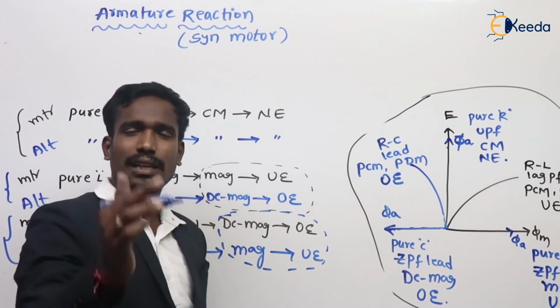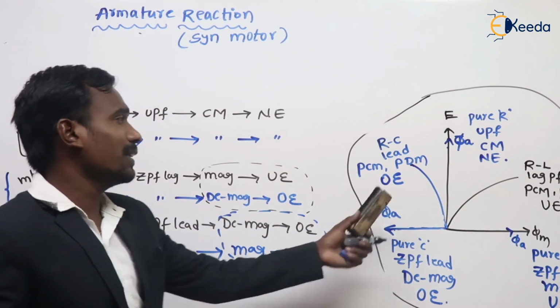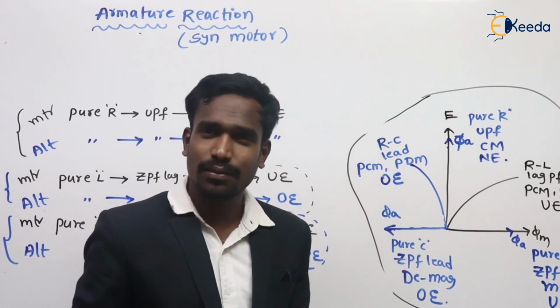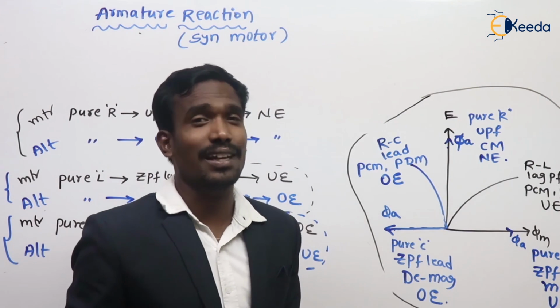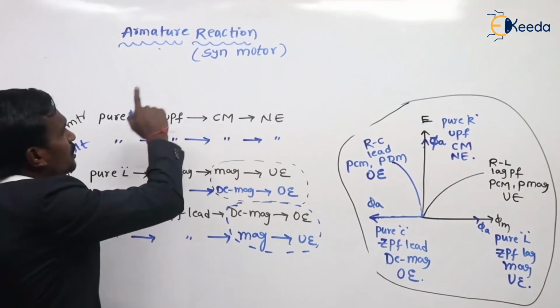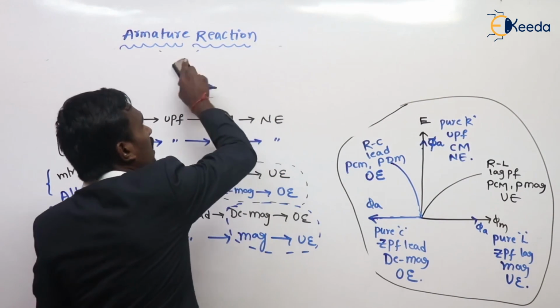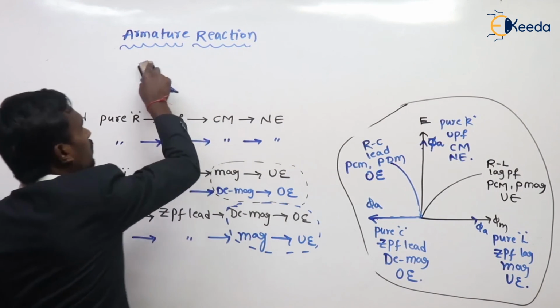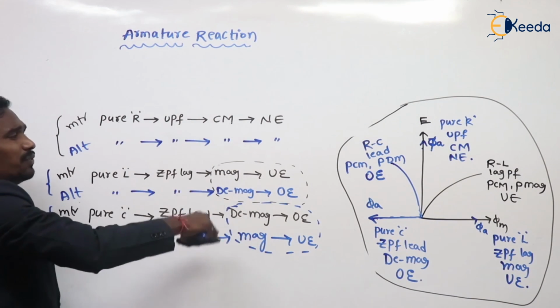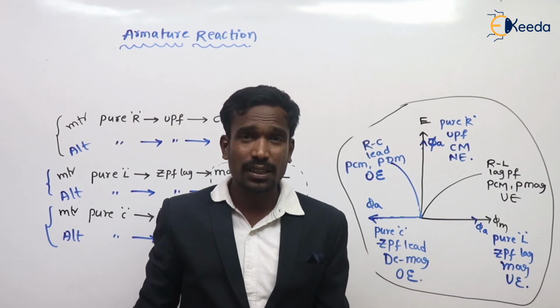I have given only 3 cases. The remaining 2 cases you have to write here, and see how the changes are there. Are you okay? This is the armature reaction of synchronous motor, and this is the armature reaction for motor and alternator. What are the differences? Is it clear? Right? Thank you.